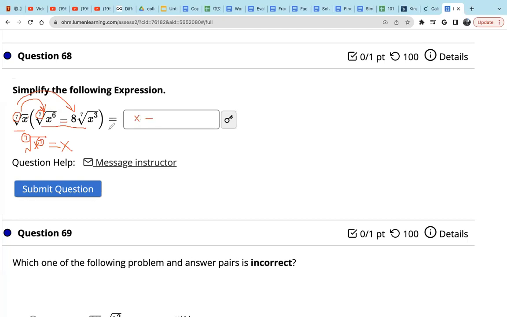Then we have minus sign. Then we multiply by this 2. The 8 is outside, just keep number 8. Then we have 7th root of x times x raised by 3. That becomes x raised by 4. Because the power 4 is smaller than 7, so we just leave like this. That's the answer.